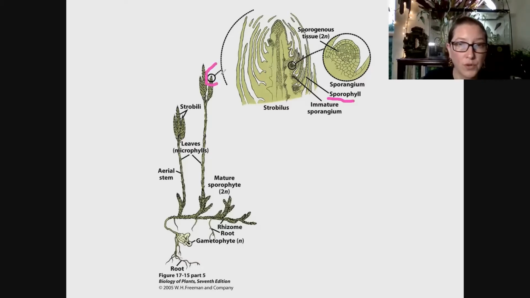So here we're doing a close-up of the tip of this strobilus. And you've got a bunch of sporophylls here. All of these things here are sporophylls. All of them are a microphyll that has a sporangium on it. Now we do a close-up of one sporangium. And if we look inside, we see that there is 2N tissue, which we've been calling spore mother cells, but diploid tissue that's going to undergo meiosis to make spores.